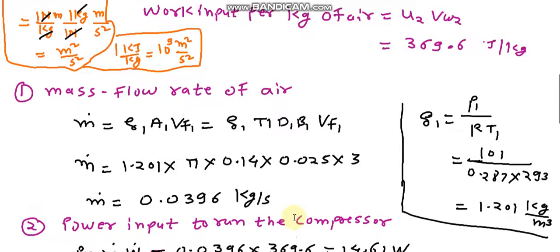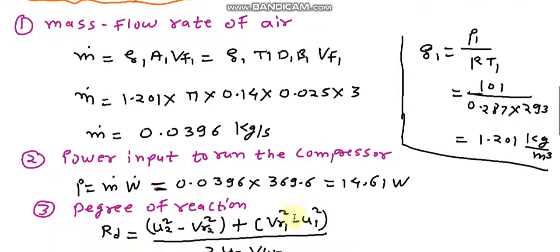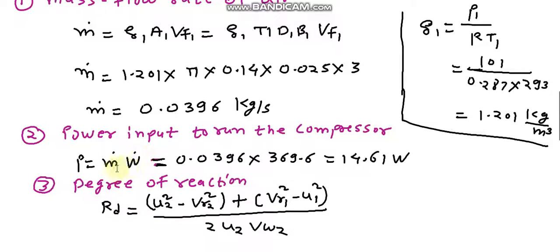Now, the power input to run the compressor. Power is equal to m dot into the work done. Work done is Euler's work, U2 into Vw2, multiplied by this mass flow rate. We get the power input to the compressor, that is 14.61 watt. If it is joule per kg, then the power is in watts. If it is in kilojoule per kg, then it is kilowatt.